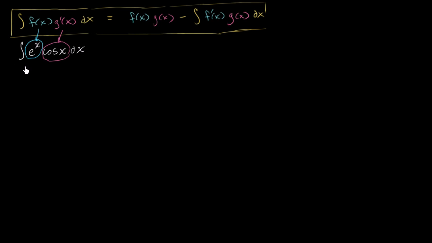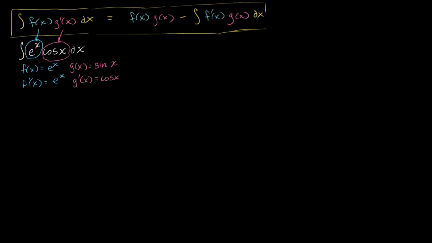So let me write it down. We are saying f of x is equal to e to the x, and f prime of x is equal to e to the x, since the derivative of e to the x is just e to the x. And we're making the assignment g prime of x is equal to cosine of x, and the antiderivative of cosine of x, g of x, is just going to be equal to sine of x.